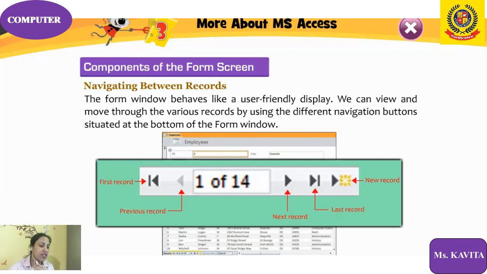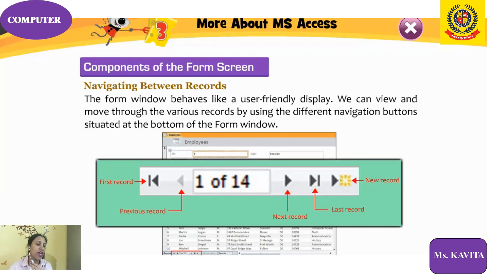So this is first record, this is previous record, this one is next record, this is last record. Suppose you want to view the last record, you will click here. This is next record, this is new record. If you want to add a new record, then you can click on it.